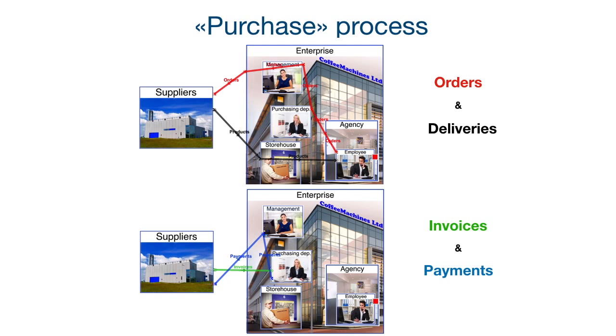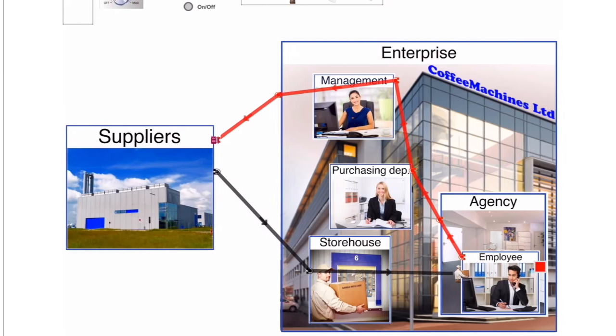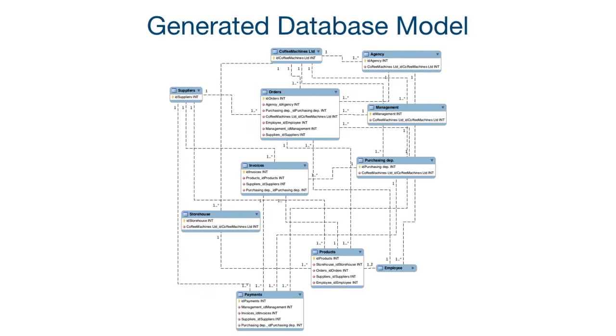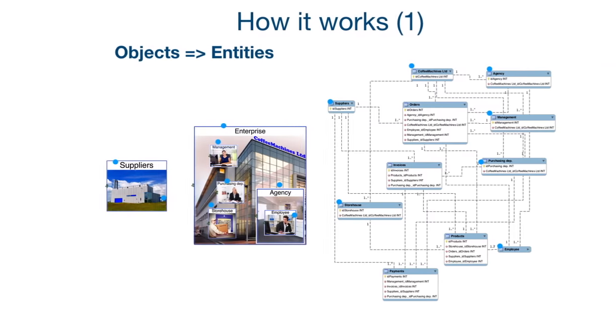Here is a very simple purchase process in PNF, which will be more fully analyzed in one of the upcoming videos. Running this process, you can see orders circulating on the red flow and deliveries on the black flow. We've represented only part of the process and without any activity. Here is the database model obtained from the previous description.